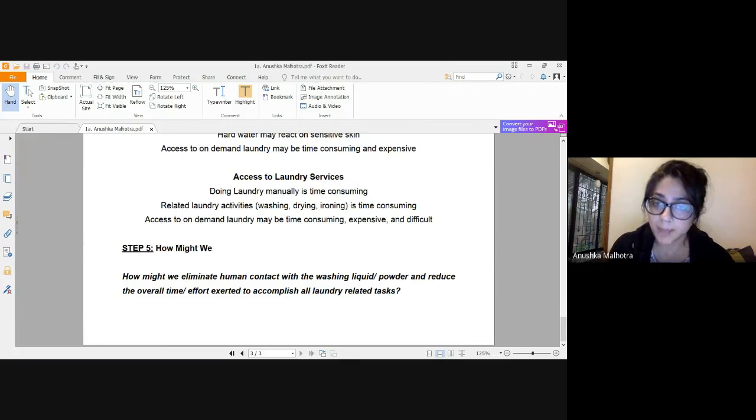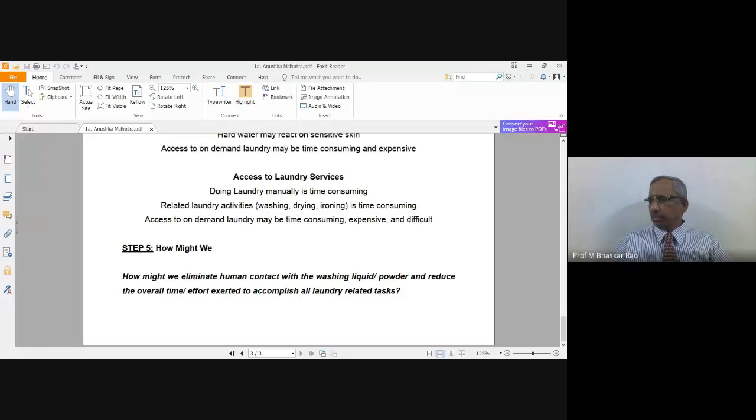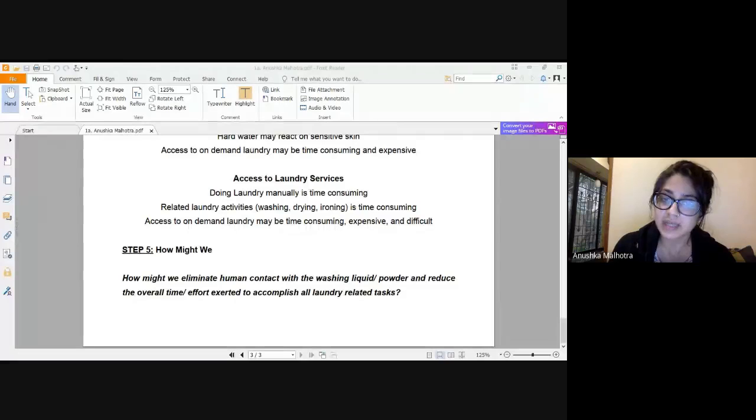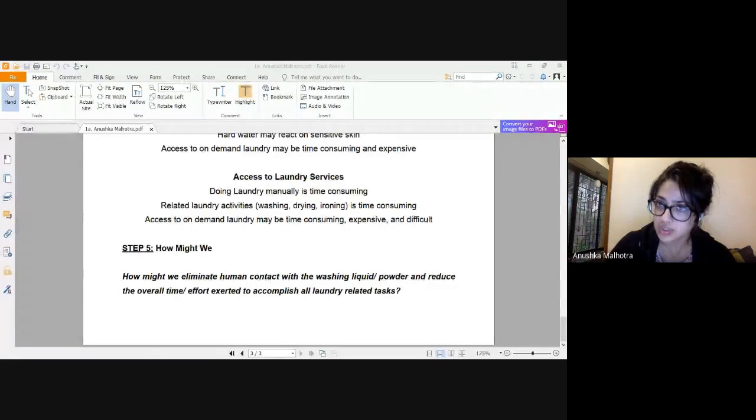So the problem statement identified is how might we eliminate human contact to avoid the reactions on sensitive skin with the washing liquid and powder, and reduce the overall time or the effort exerted to accomplish all laundry related tasks. So we're not just looking at washing clothes, but we're also looking at all the related laundry tasks in terms of ironing, drying, etc. So that's my presentation. Thank you.